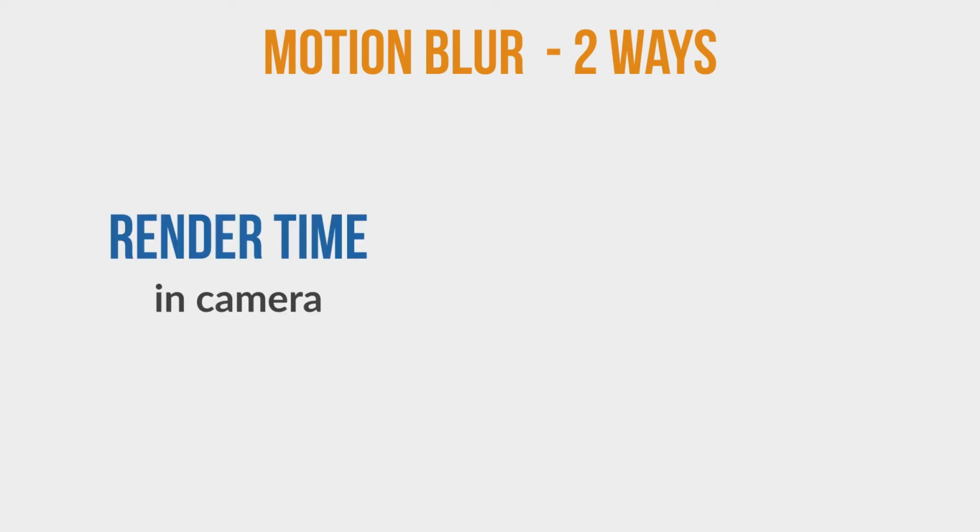All right, so let's talk about Blender. How does this all fit in? In Blender, there's actually two ways to achieve motion blur. There is at render time, which I'll call in camera, just for the lack of a better term right now. And then we have post rendering, which we do in compositing.